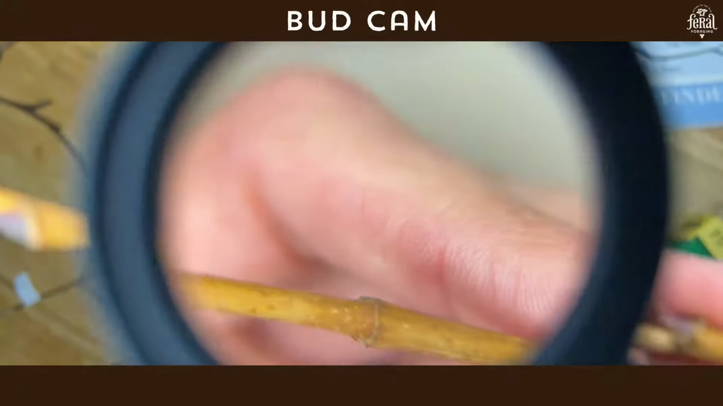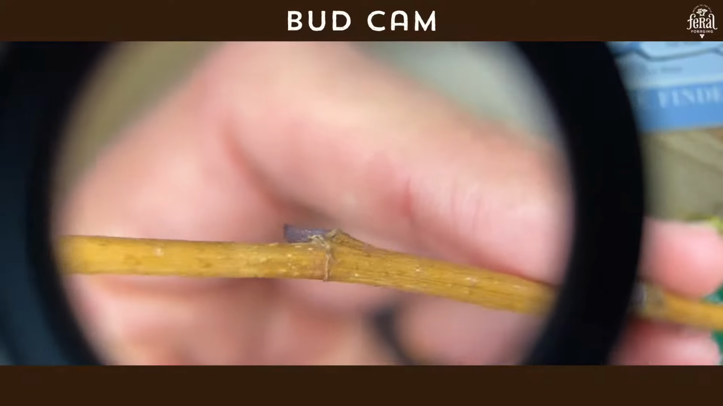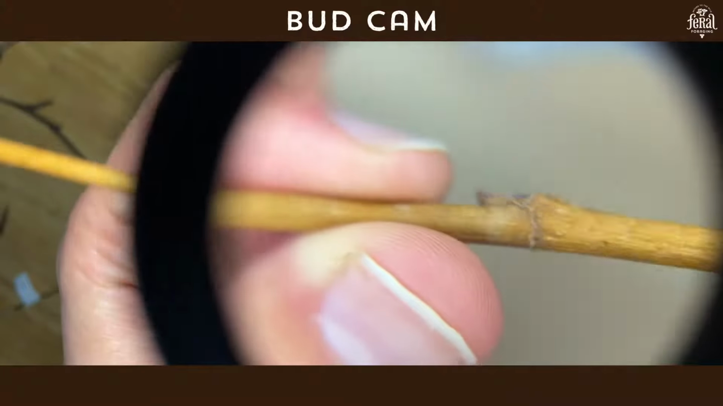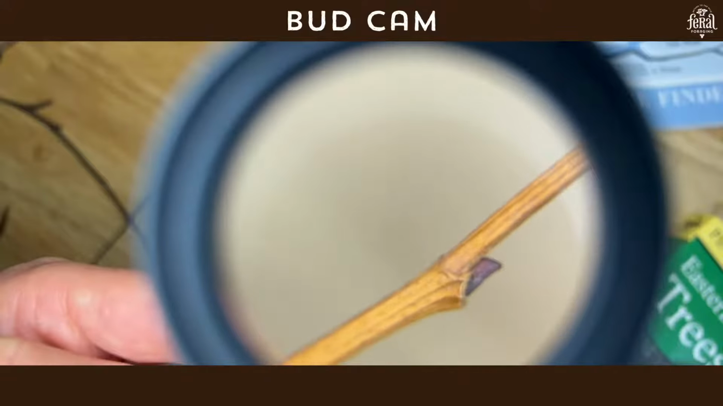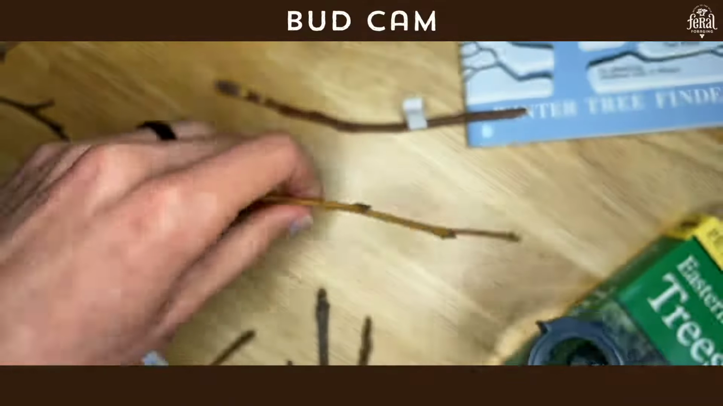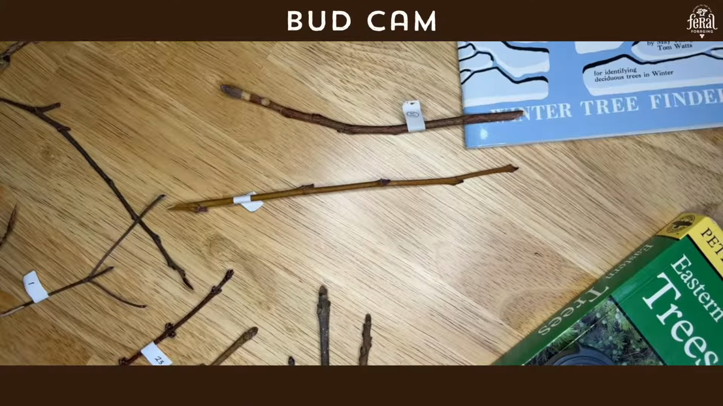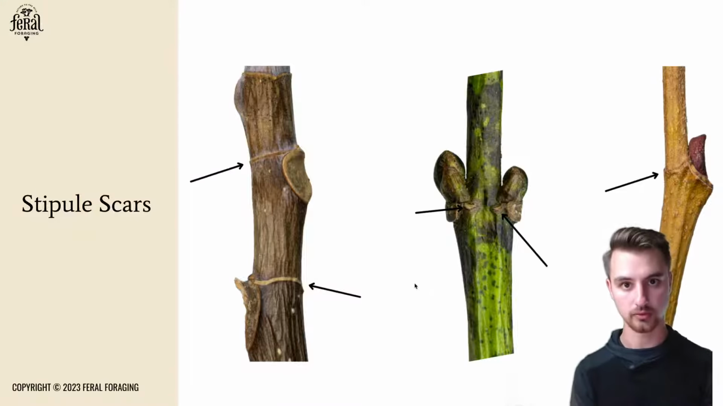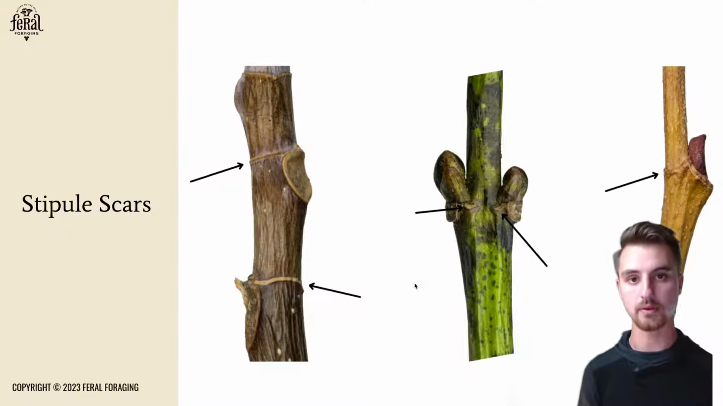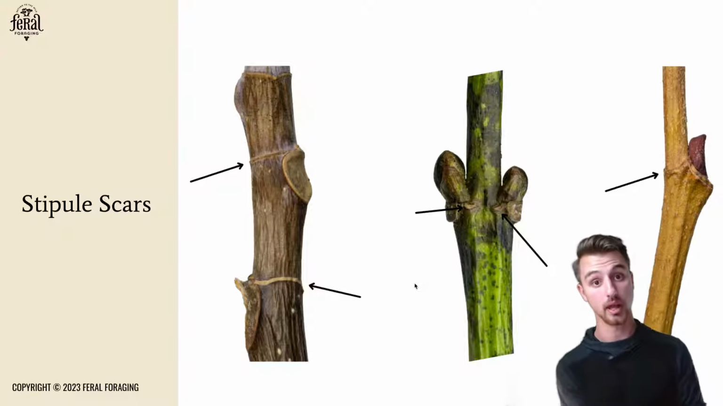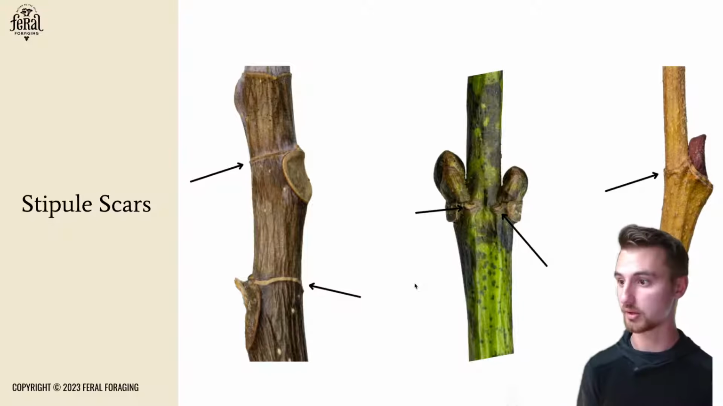Not quite as easy to see with the naked eye, but they are definitely there, going all the way around. See those? Those are our stipule scars. And that might come up as scar encircling twig or stipule scar encircling the twig if you were to see them on a key for winter trees.